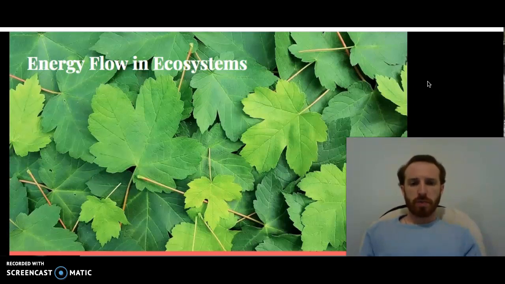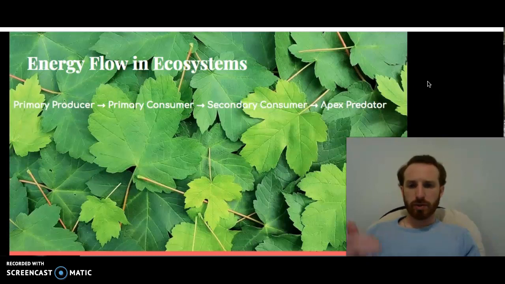So we kind of talked about how organisms get their energy, and now we're going to talk more specifically about how it flows through the ecosystem. So we're going to always start with a primary producer. So remember, the word producer means to make. So they're the organism that's going to produce their own food, right? So primary producers create their own food.